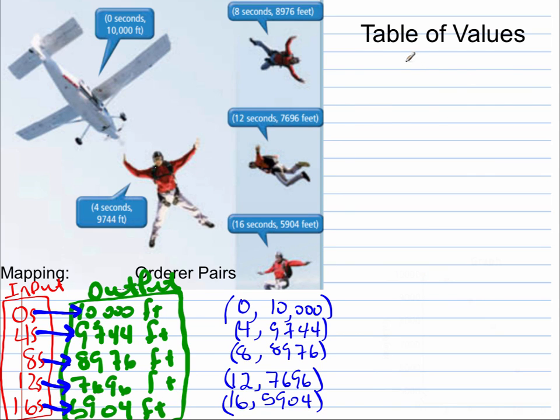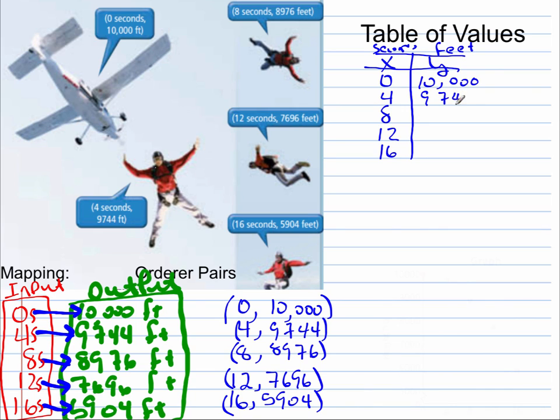Now, what if I wanted to make a table of values? Well, to make a table of values, you want to start with your x, y, and label them. You can call them input and output. Now I'm going to go ahead and list my x values. And I'm going to put my units up here. It makes it a bit easier. Now I'm going to put in the y value that corresponds to each x value. This is a little tedious, but so we see how these correspond.